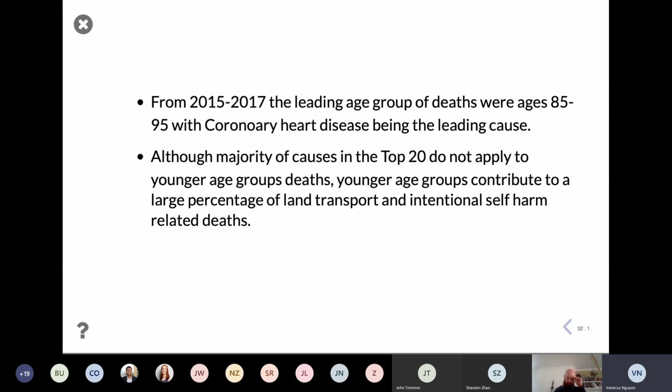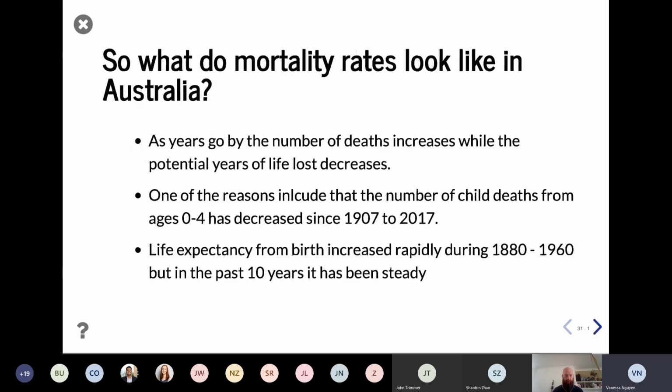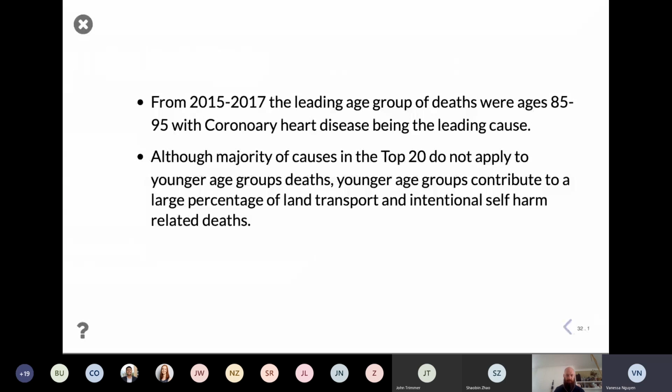And overall, we can see that coronary heart disease is the main cause of death, and that although the majority of the causes in the top 20 don't apply to the younger age groups, land transport and intentional self-harm are the highest reasons for deaths. Yeah. All right, thank you.